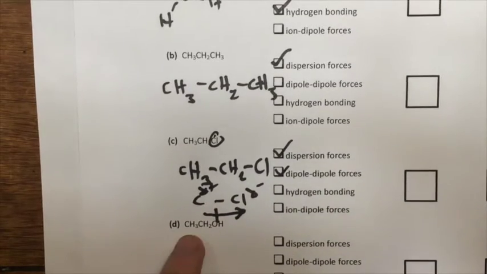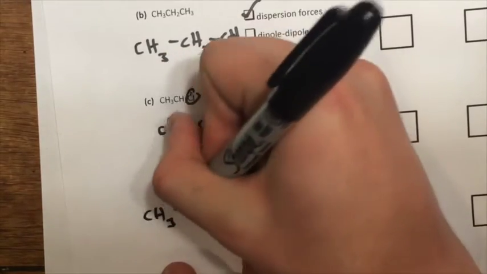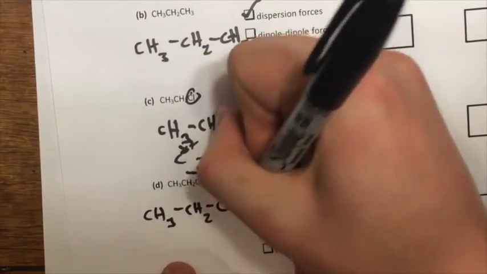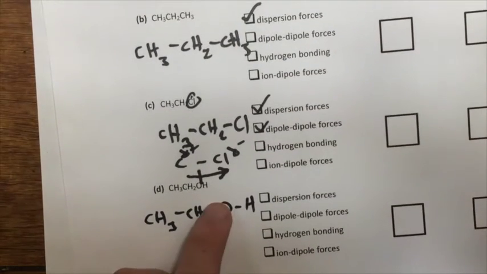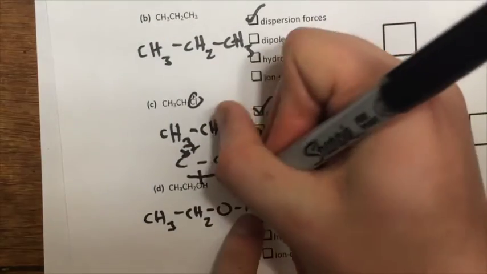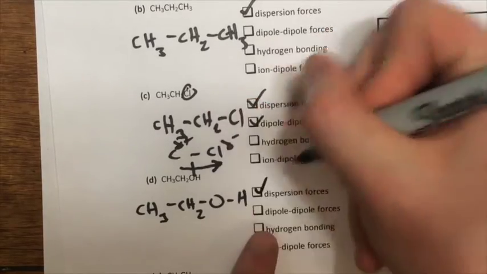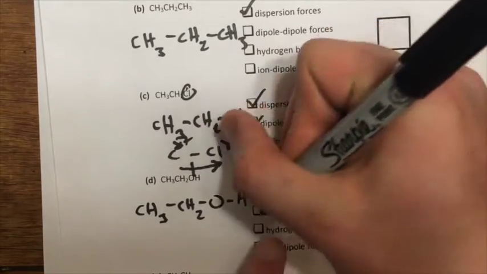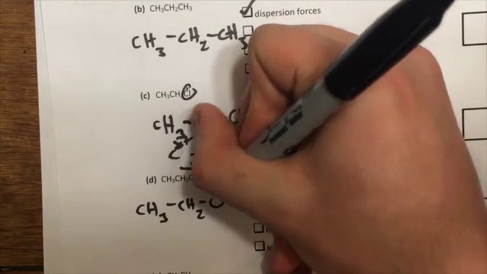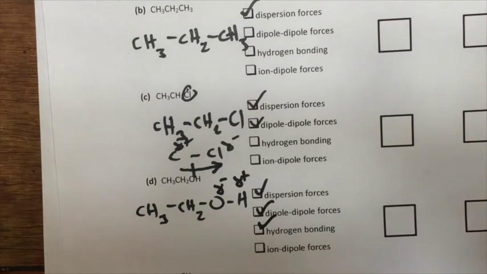All right, the next one, CH3CH2OH. Now, this one has 2 carbons bound to an oxygen, which is bound to a hydrogen. All right, so this oxygen has a dipole moment with this hydrogen, and as we know, an OH will form hydrogen bonds. So it has dispersion because everything has dispersion. It has dipole-dipole because you have a dipole moment between this oxygen and hydrogen, and you have hydrogen bonding because you have a hydrogen bound to an oxygen. Hydrogen bonds: oxygen, nitrogen, fluorine, okay?